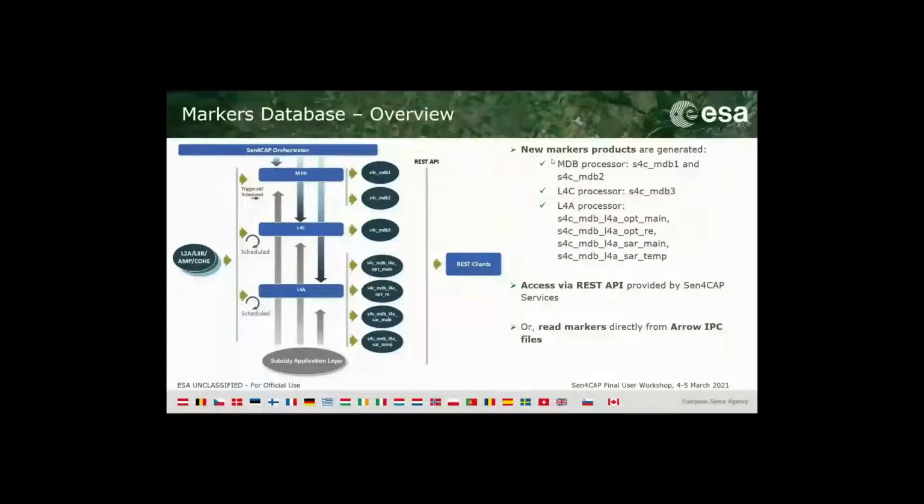And then once it's processed, all these markers are available and accessible via a REST API provided by the system, or they are also stored in Arrow IPC files in the system. So if you want, you can also read these markers directly from these files.